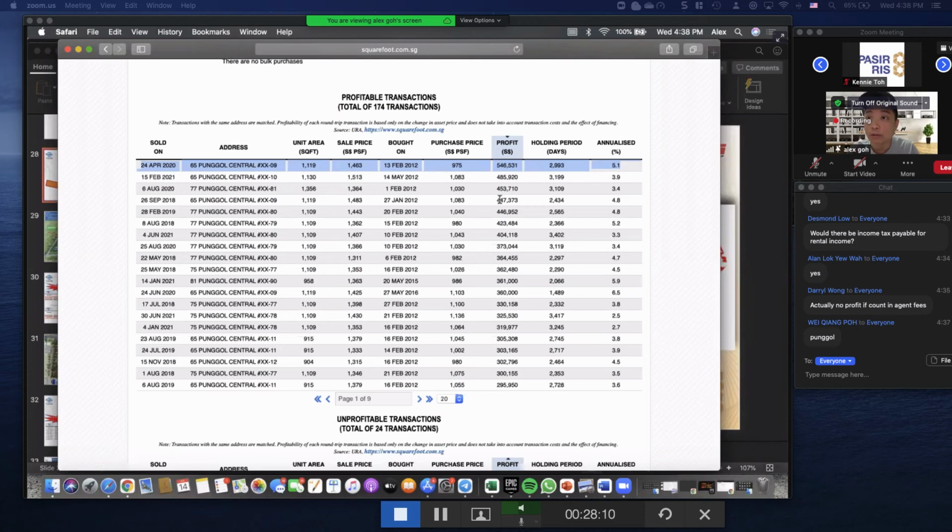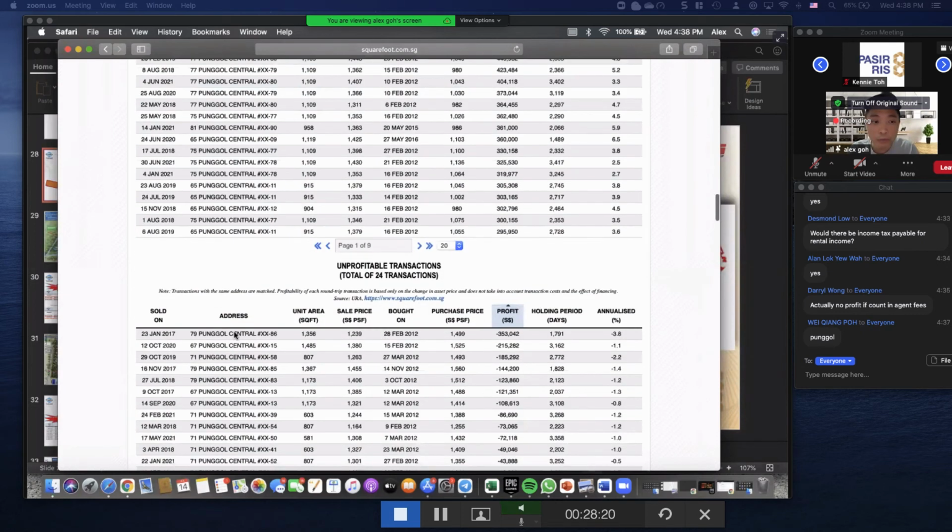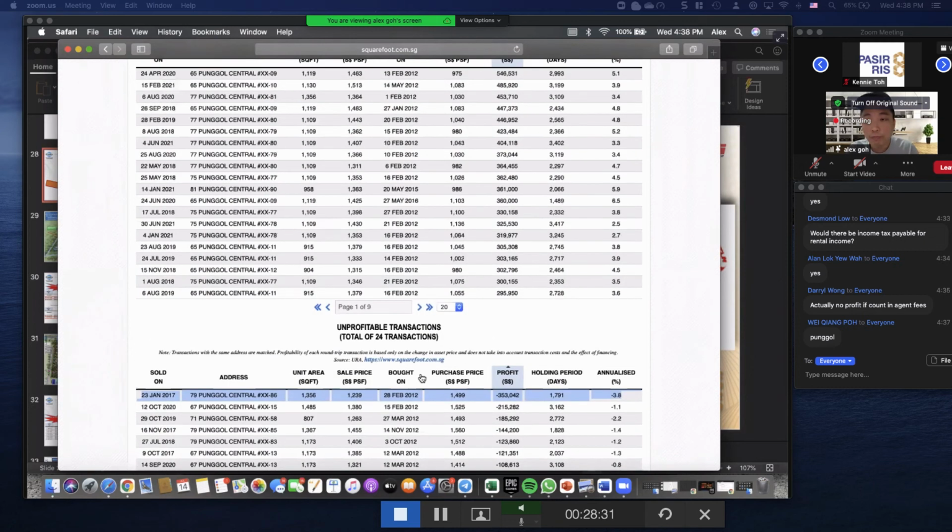12 Feb 2012. Solid, right? This profit. Okay, now you see 28 Feb 2012. Same project. This guy lost $353,000. 15 days apart, they bought the same condo. Their difference is 900K.